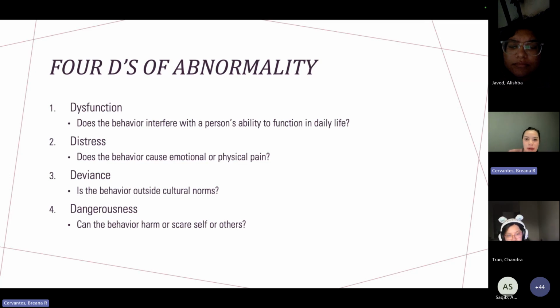Keep that in mind as we move forward, especially when we do more case vignettes for different disorders, because you'll want to ask yourself, does this behavior or constellation of symptoms cause this person dysfunction or distress? Is it deviant, meaning does it deviate from the norm? And is it dangerous for this person or the people around them?